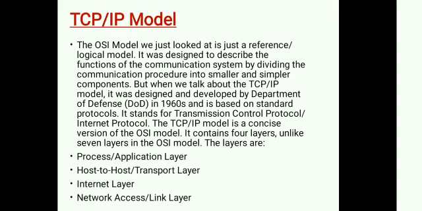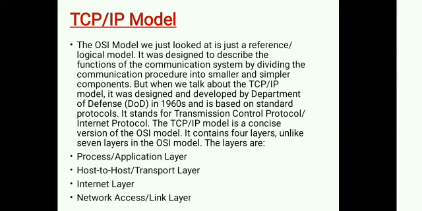Now we have to discuss the definition of the TCP/IP model. The OSI model we just looked at is just a reference logical model. It was designed to describe the functions of a communication system by dividing the communication procedure into smaller and simpler components. But when we talk about the TCP/IP model, it was designed and developed by the Department of Defense in 1960 and it is based on standard protocols.